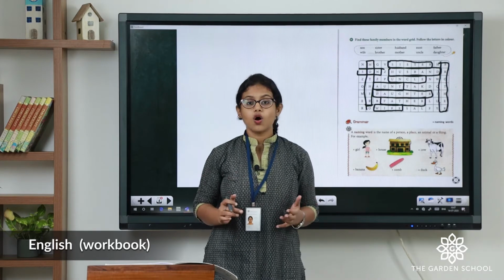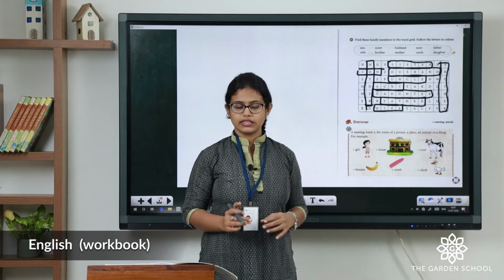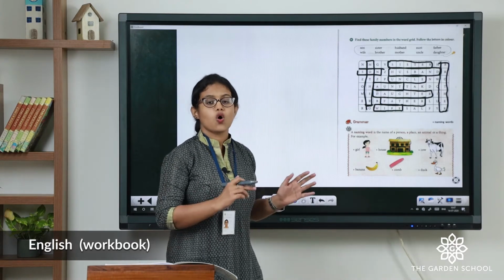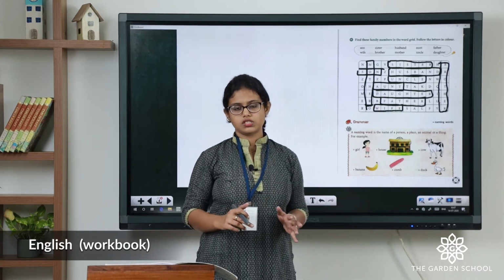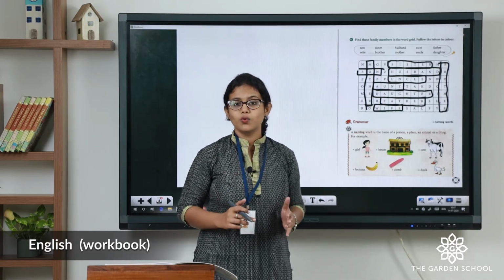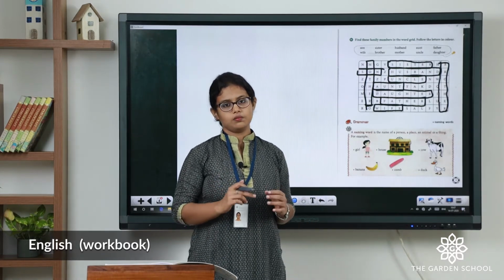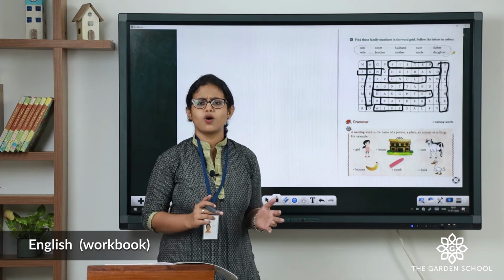And what about the comb? It is the name of a thing. And the duck? It is the name of an animal. So all these are naming words. So what is a naming word? Naming word is a name of a person, place, thing, animal. So let's do a small activity.